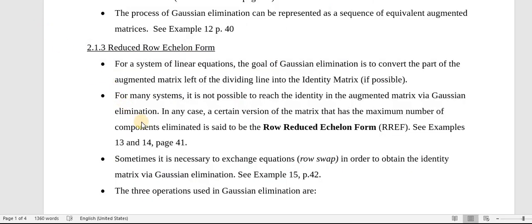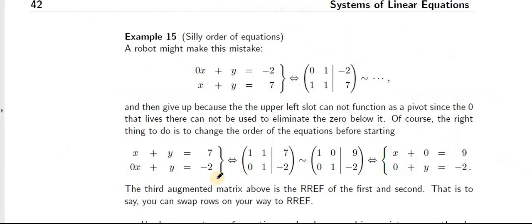Now, so far in our Gaussian elimination process, all we've been doing has been adding and multiplying equations. But sometimes it's necessary to exchange equations in order to obtain the identity matrix via Gaussian elimination. Now, exchanging equations in a list of equations certainly does not change the solution. And here's an example right here.